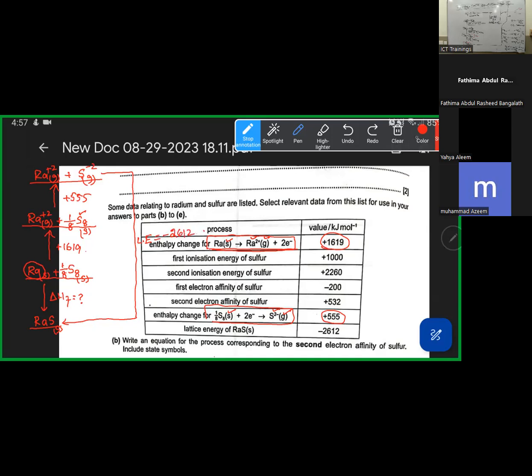Now, this cycle starts at the place where all the tails are present. So this is the starting point, and this is the end point. Now delta H of formation, on one side, and this whole cycle on the other side. Put the values in: +1619, then +555, then -2612. If you solve it, you will get the answer, delta H of formation.